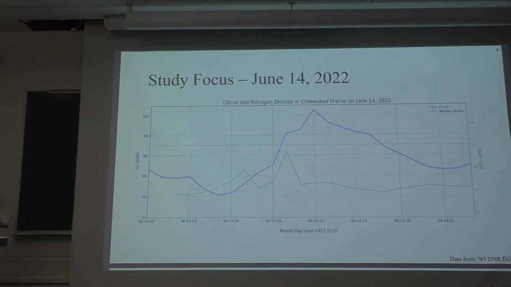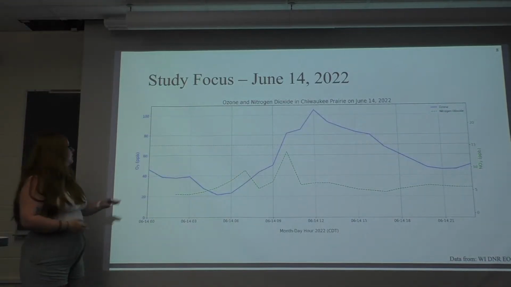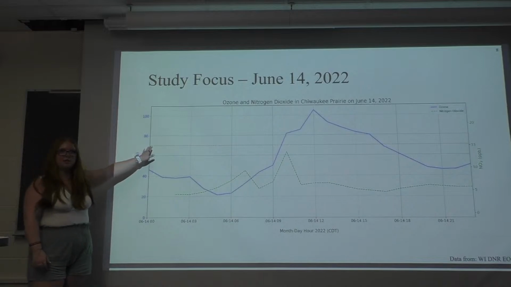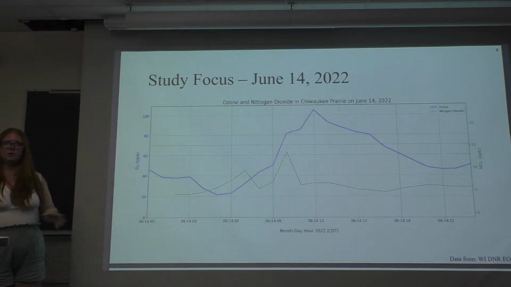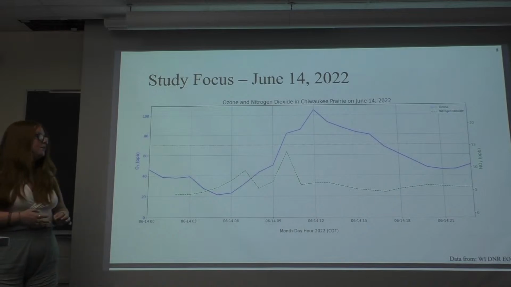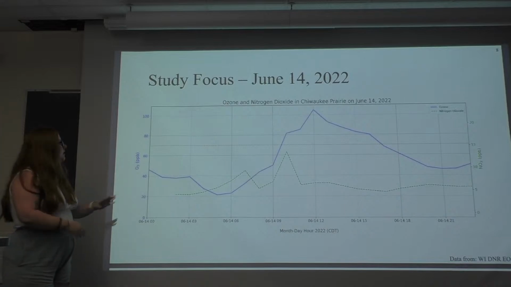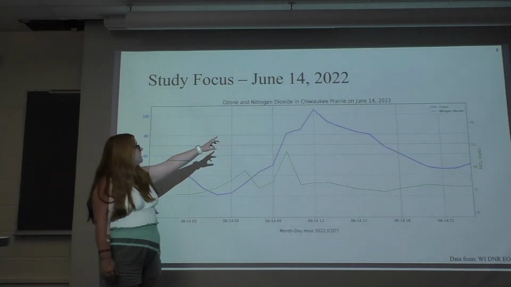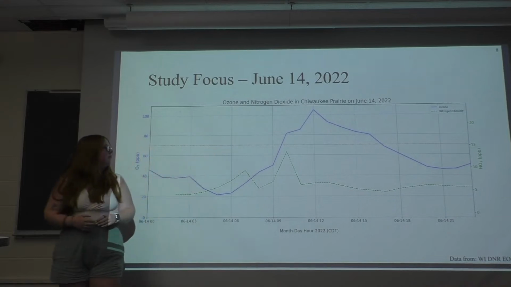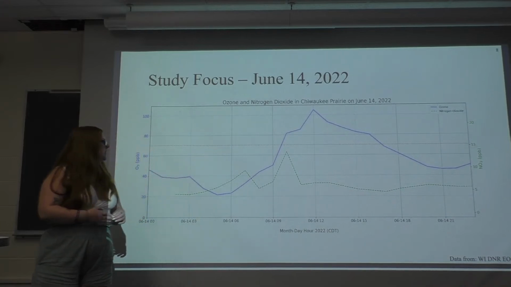Here is ozone amounts on June 14th. This red line here is 70 parts per billion, and if you exceed 70 parts per billion over an 8-hour average, then you're in an exceedance day, which is just high amounts of ozone, and we can see that the 14th peaks at around 110 parts per billion. So it is well in an exceedance day.